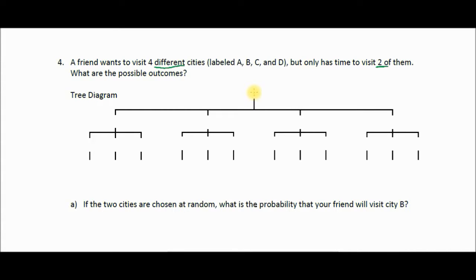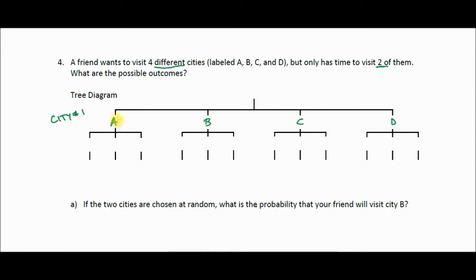The friend has visited none. The first time they go to a city, they've got 4 options: A, B, C, and D. We're going to call that our first branch, city number 1. That's the first city they can visit.